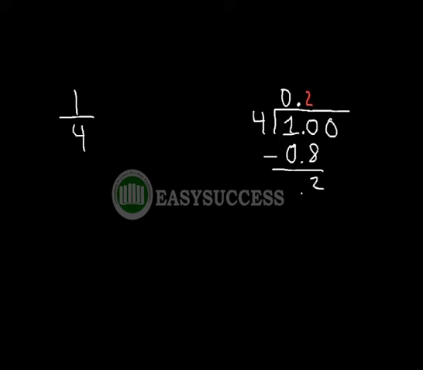So now we have to add a 0. How many times does 4 go into 20? 4 goes into 20 5 times, and the remainder is 0. So therefore 1/4 is 0.25 as a decimal. Let's go ahead and try another example. Let's try this one: 3 over 7.